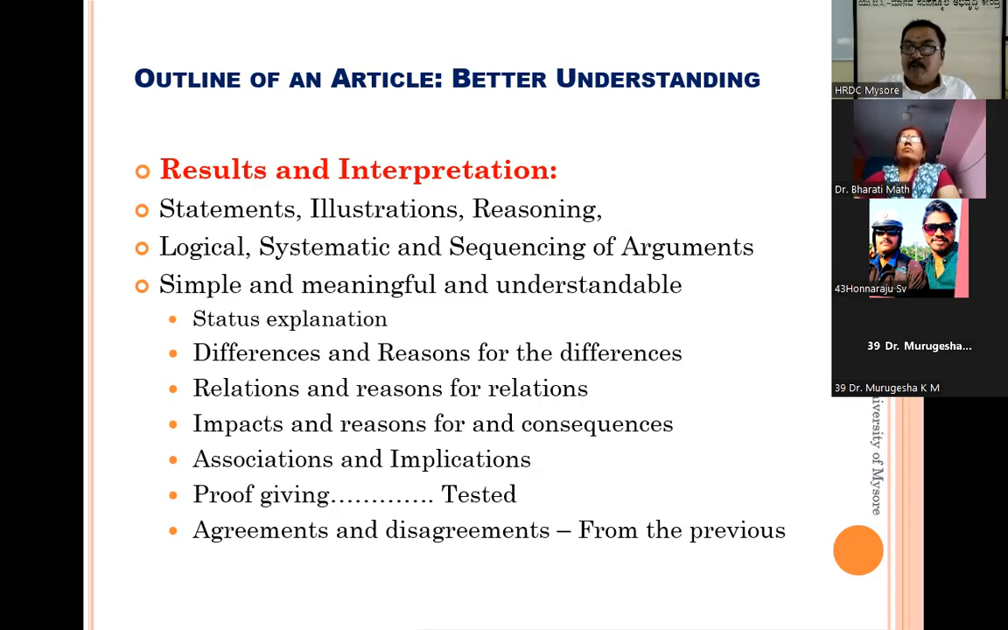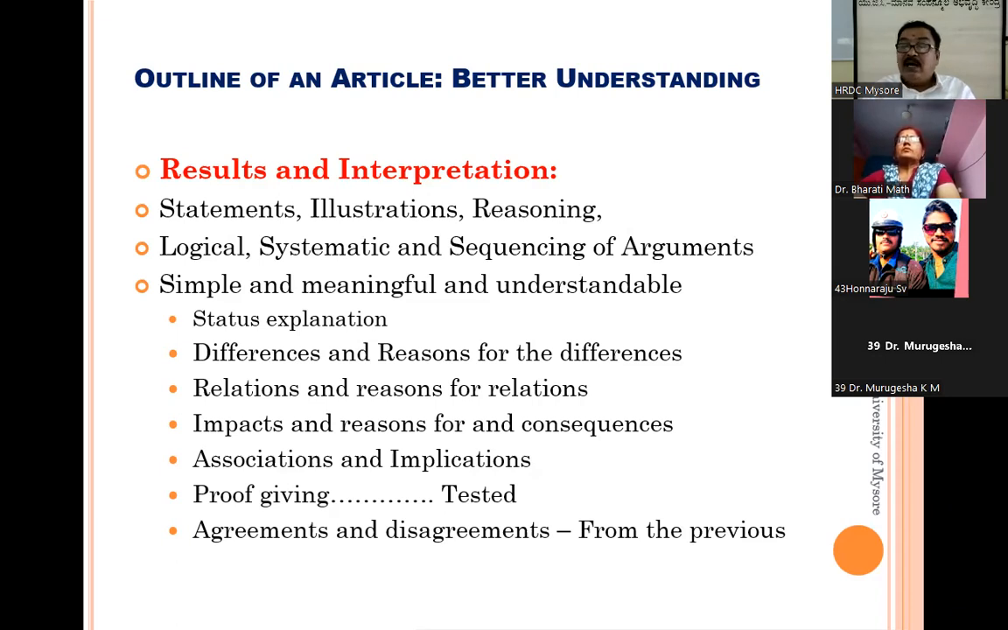And whenever you talk about the difference, relations, impact, and associations, you have to provide sufficient proof, and these proofs should be tested proofs. And at the end, as I told already, from your review of literature, there are two different arguments. You talk about anything, there will be two different arguments. There is no single argument.